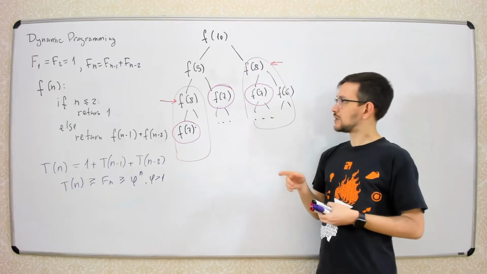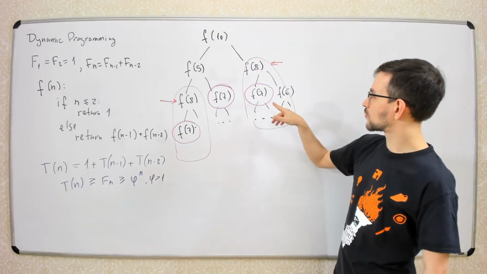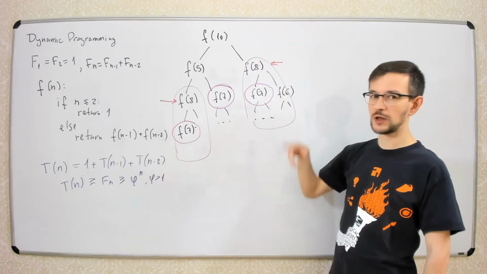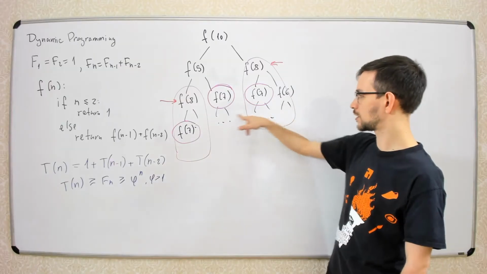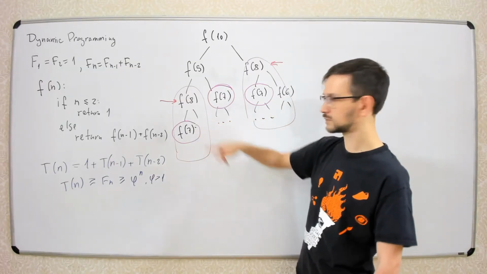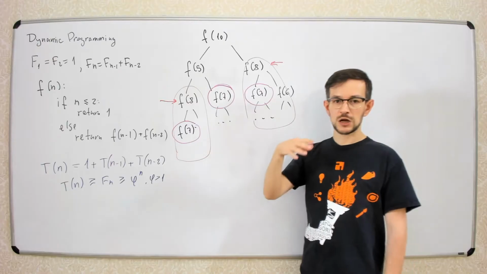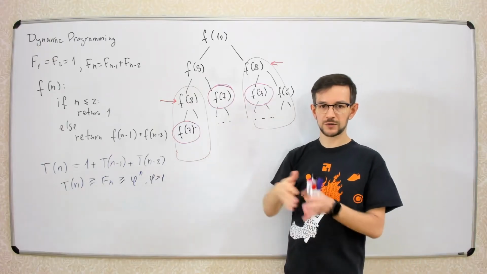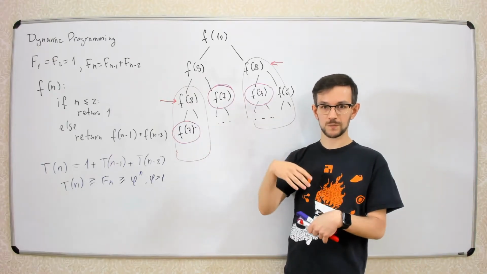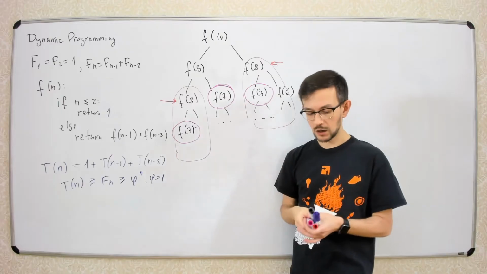And the next Fibonacci, if you try to calculate the number of times you calculate the 6th Fibonacci number, it's calculated 5 times. It's calculated here, here, here, here, and here. So each next Fibonacci number is calculated many more times than the previous Fibonacci number. Let's try to fix this.